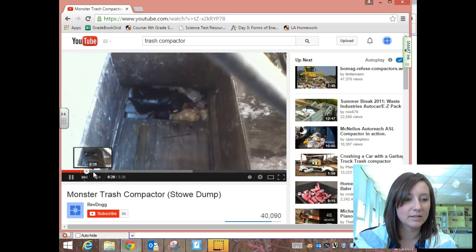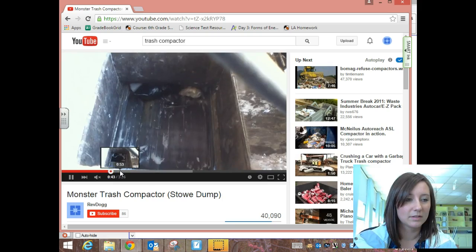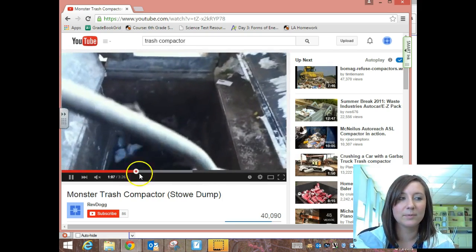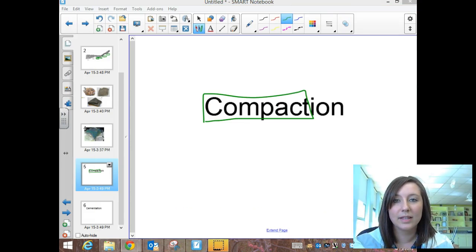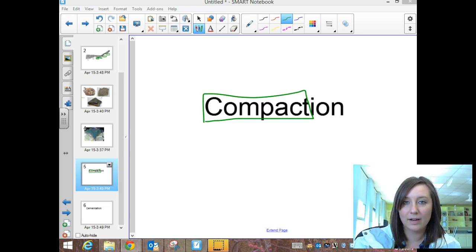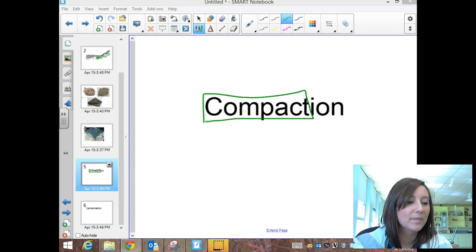Kind of a slow process. We'll fast forward some. And then it comes back out, and then they can dump more trash in there. So that's all that's happening with compaction as well. We have layer upon layer of rock coming down, and so it's pressing it all together.